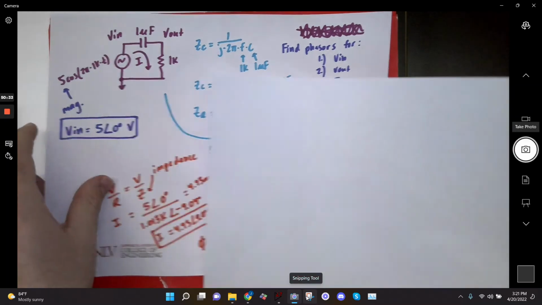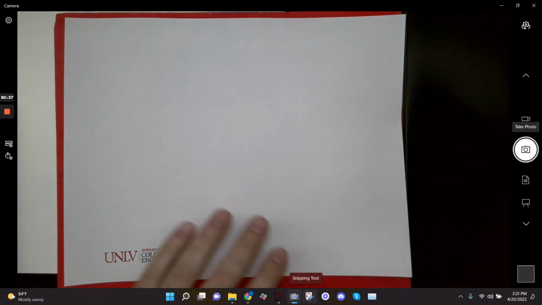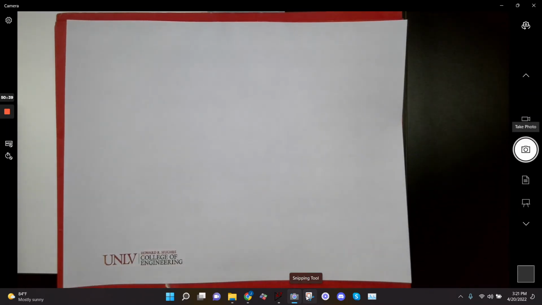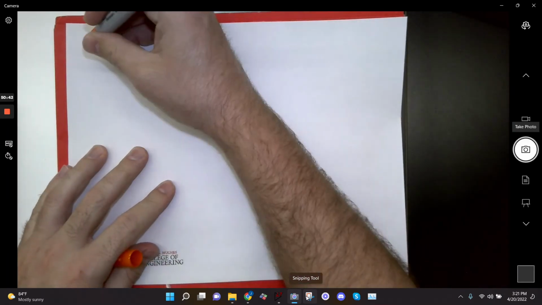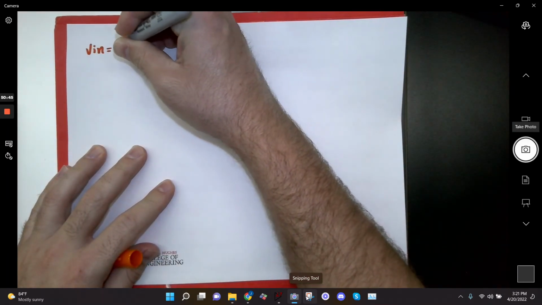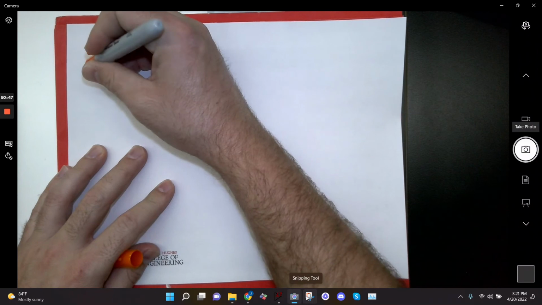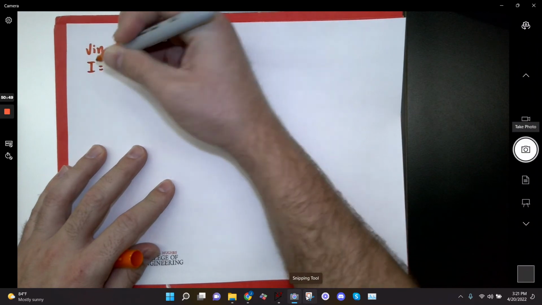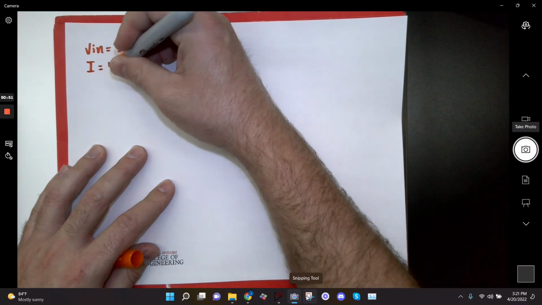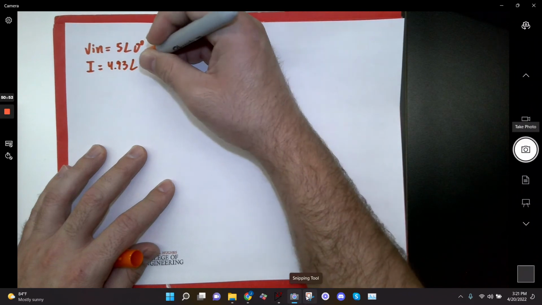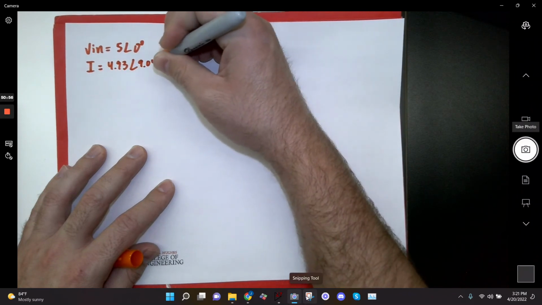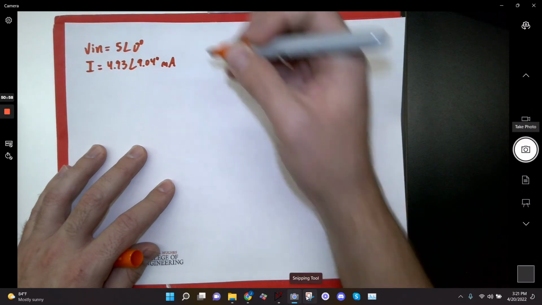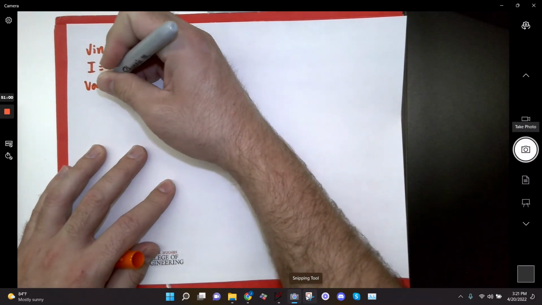All right. So I've got so far... let me just leave this here. Let me keep consistent. I've got Vin is equal to 5 angle 0. I've got I is equal to 4.93 angle 9.04 milliamps. And now I want to find Vout.